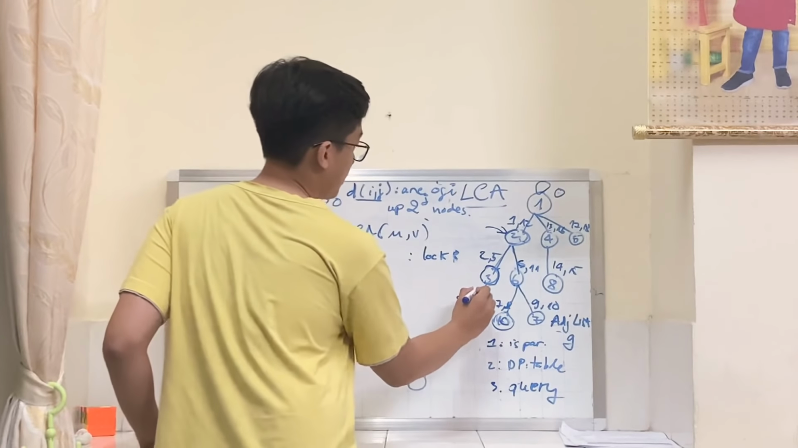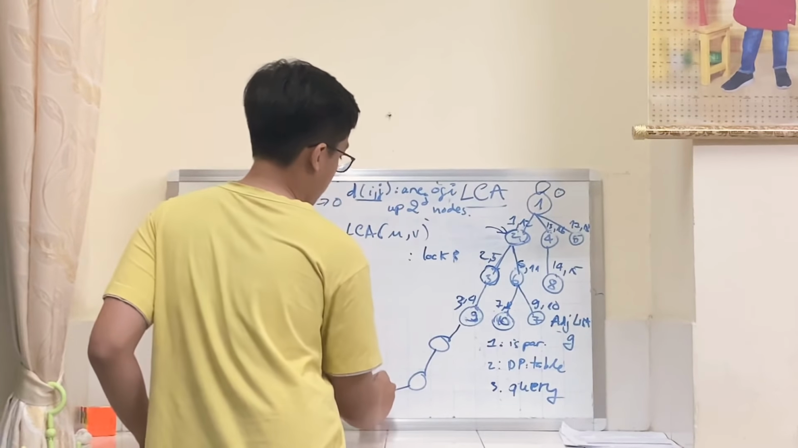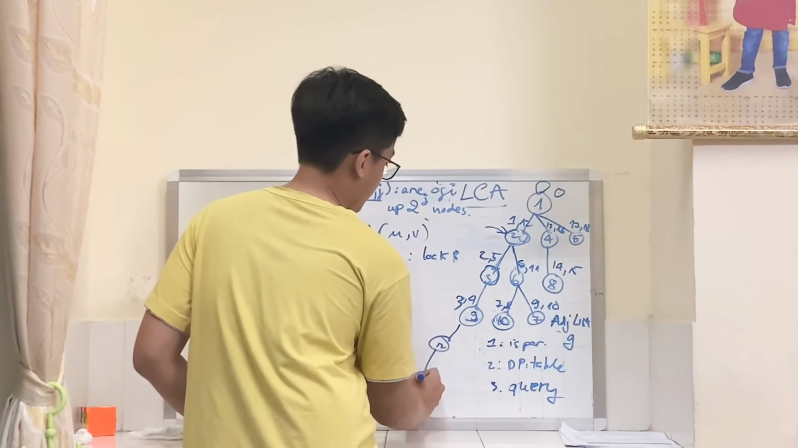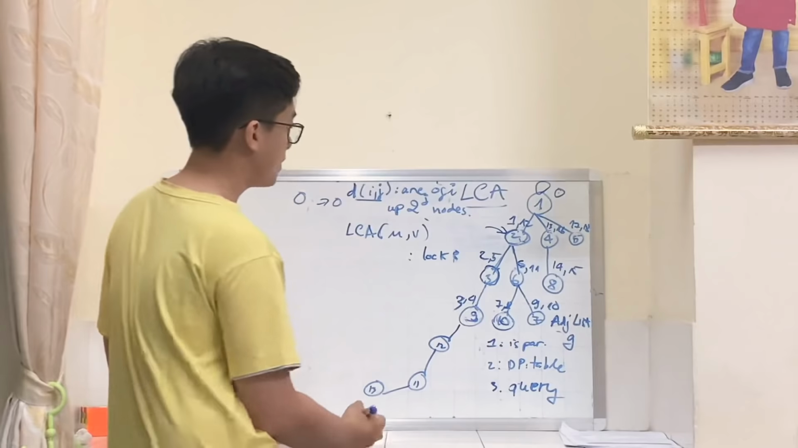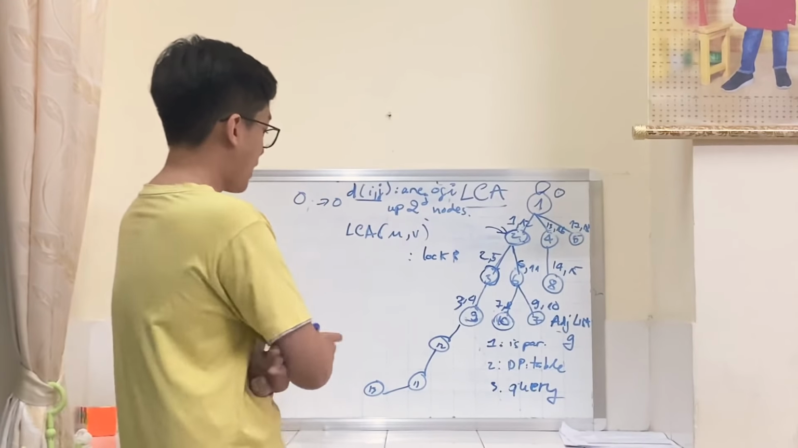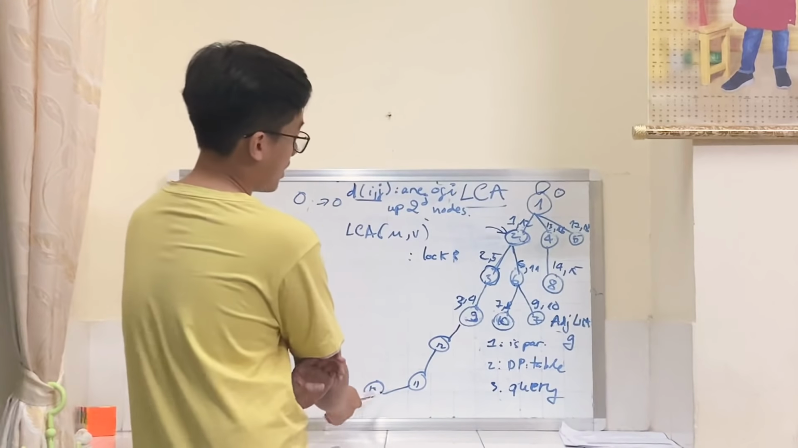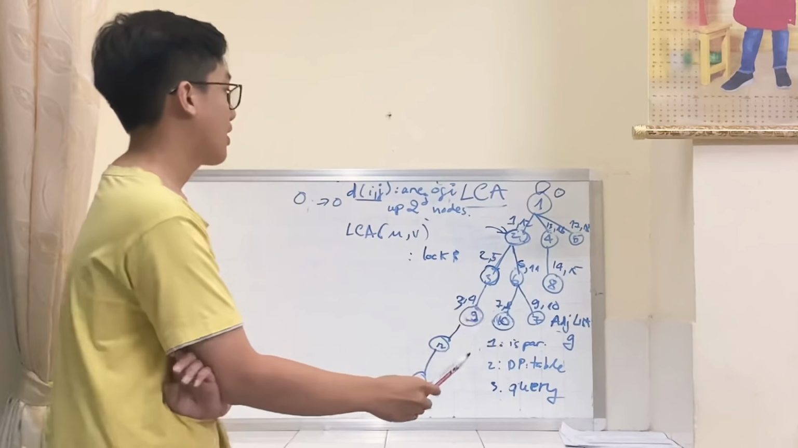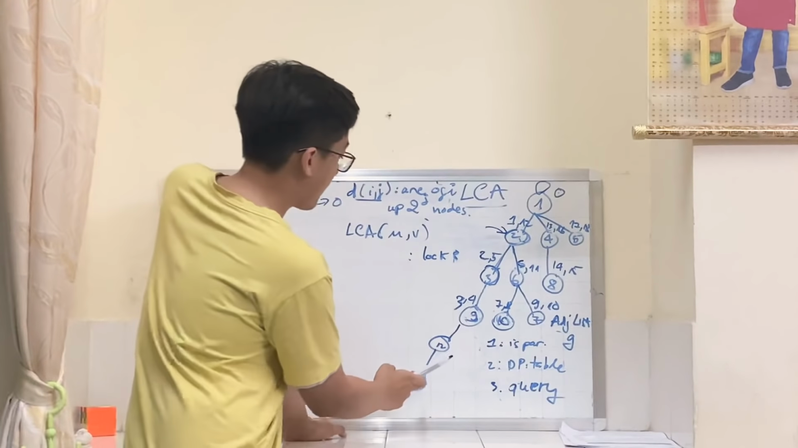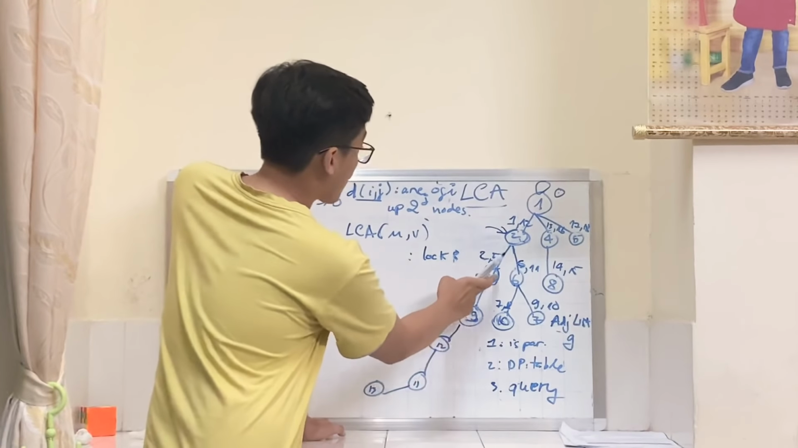Okay, 1, 2, 3, 4, 5. For example, like this. 12, 11, 13. Yeah. Okay, for example, I want to find the lowest common ancestor of 13 and 8. So I lock 8 and I want to move to this node. So can you see the path? 1, 2, 3, 4, 5.